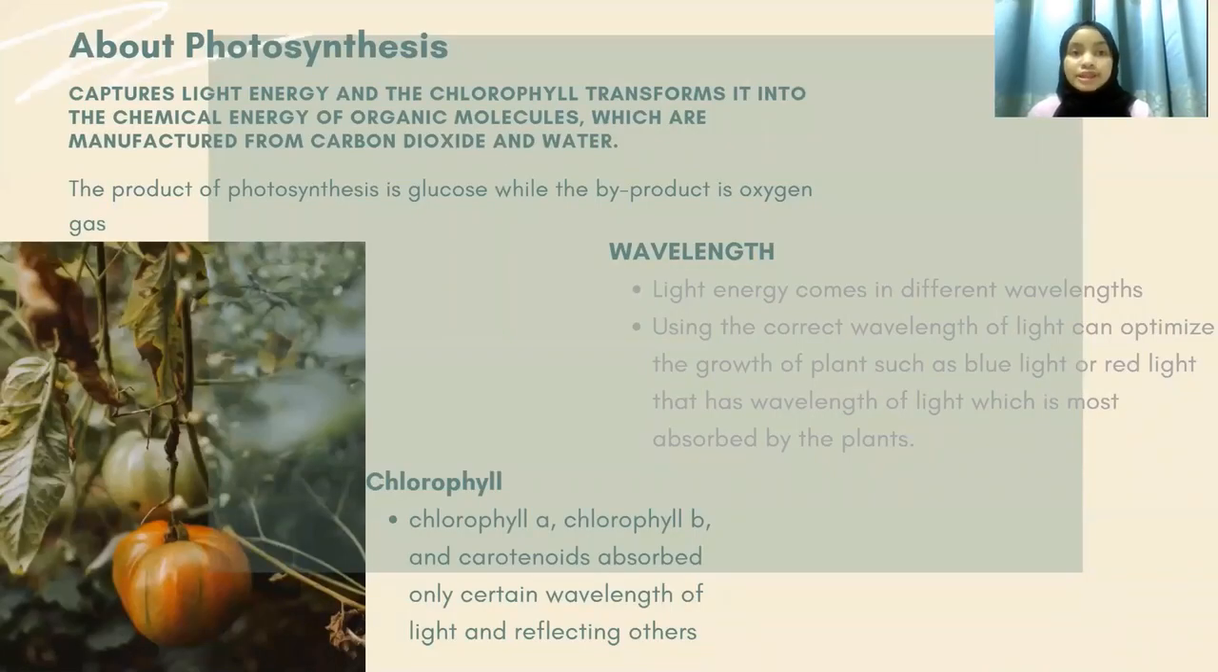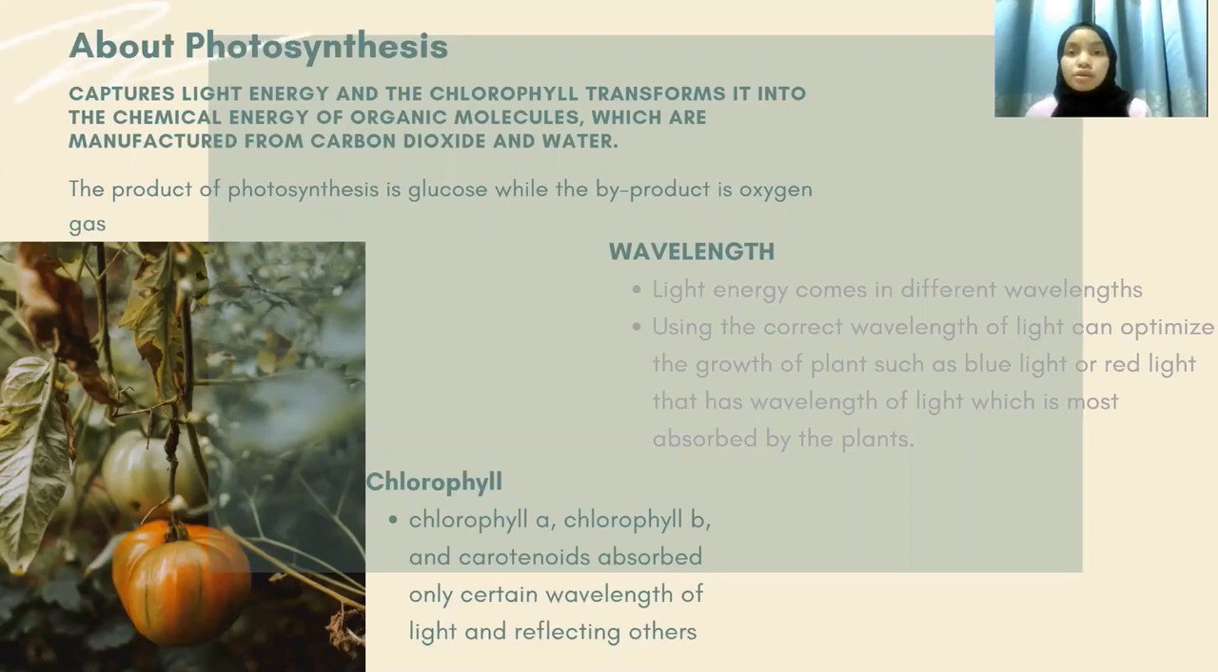So, about photosynthesis. What is photosynthesis? Plants use photosynthesis in order to make their own food. With the help of sunlight and chlorophyll, plants can convert carbon dioxide and water into their main food, which is glucose, and the byproduct, which is oxygen gas.